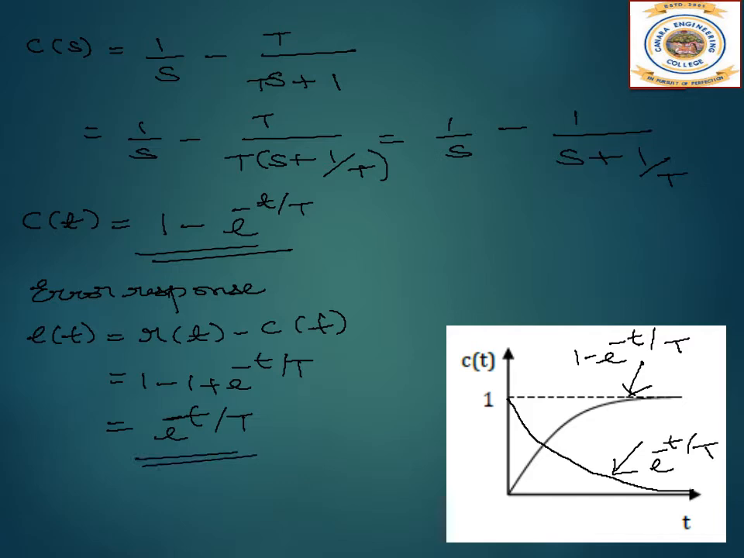So now if I write the steady state error, e_ss is given by limit t tends to infinity e of t. So if I substitute, what is e of t? e to the power minus t by T. So if I substitute that, I get the answer as 0. e to the power minus infinity will be 0. This is what I get. So steady state error will be 0 whenever I apply a step input for a first order system.